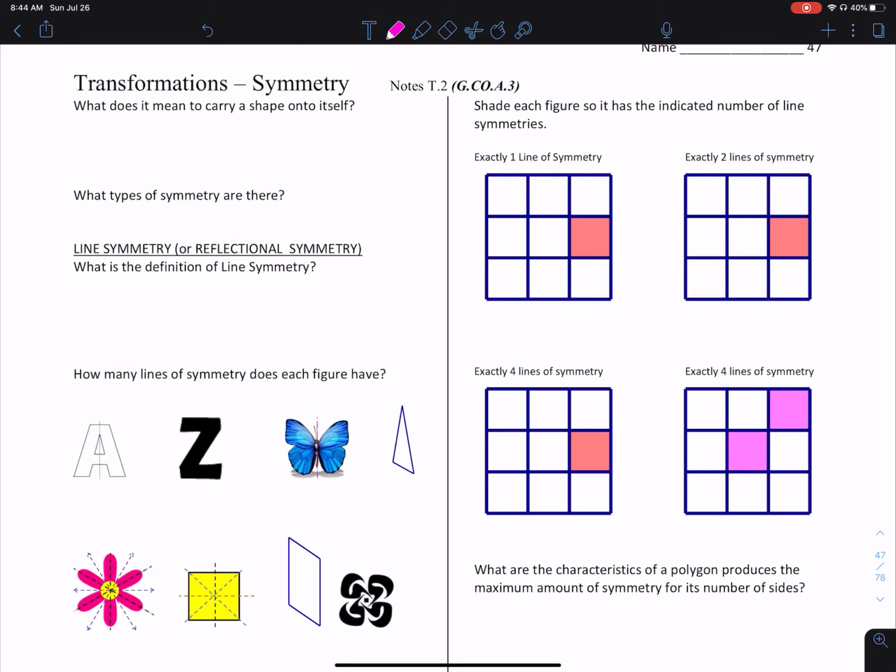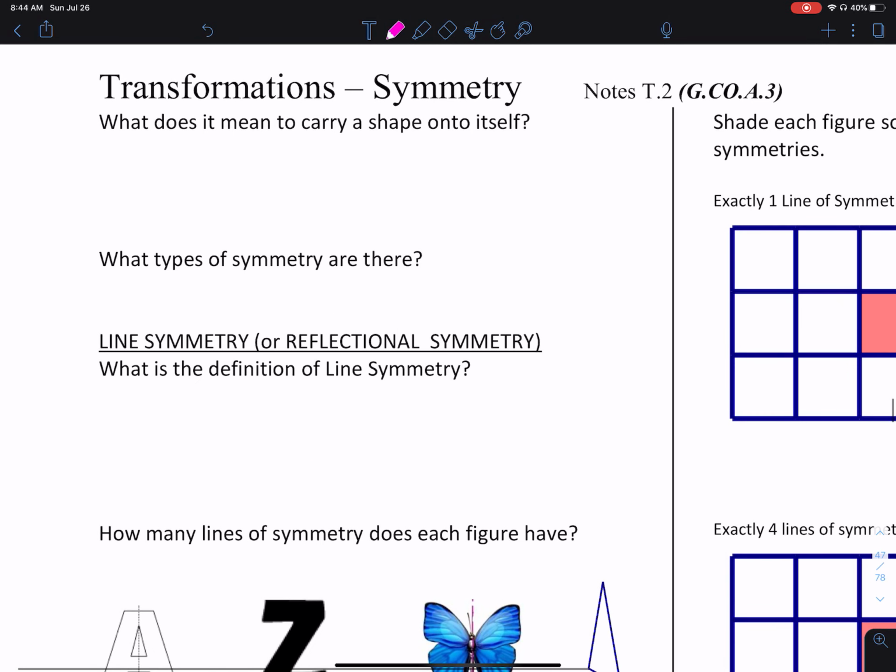Geometry. We're in the Transformations chapter. It's the second section of notes, and we are focusing on symmetry. So what does it mean to carry a shape onto itself? It means the shape has symmetry.